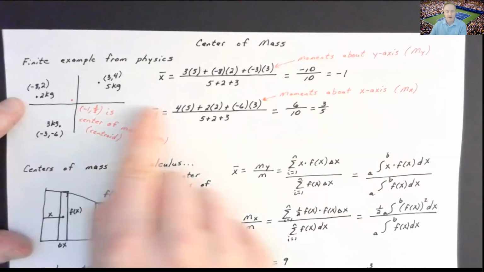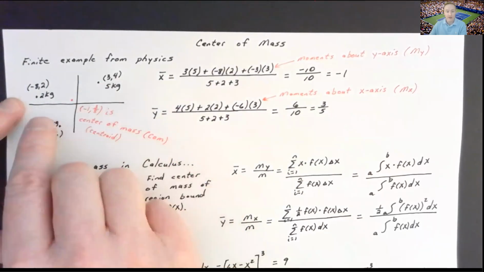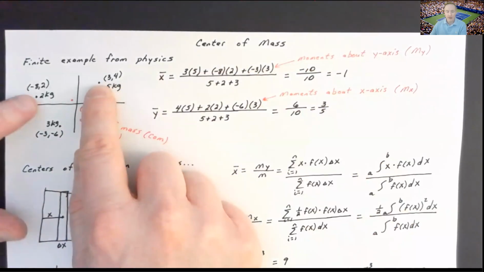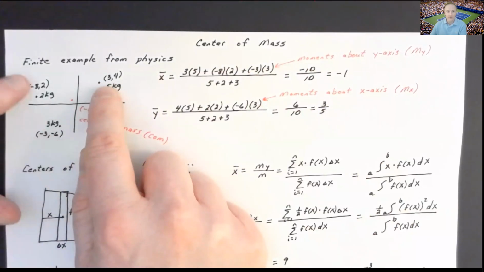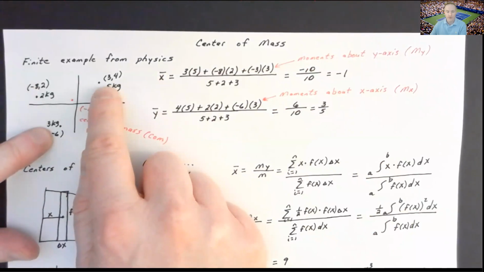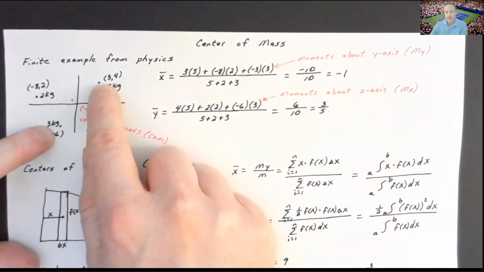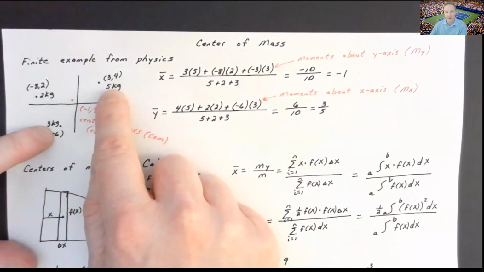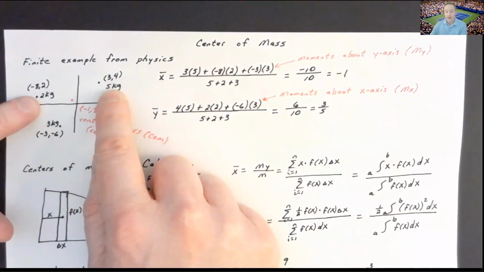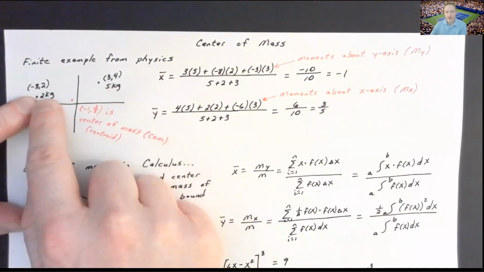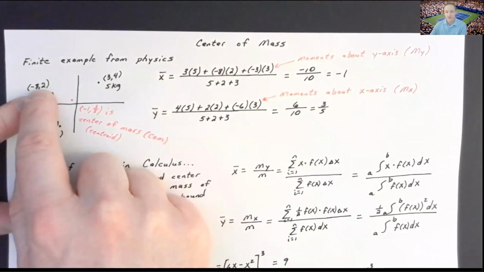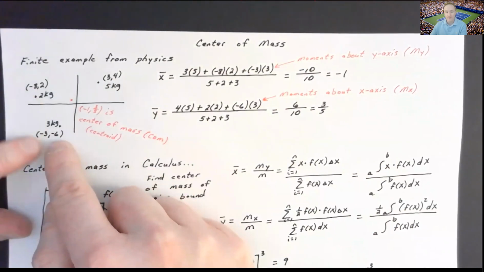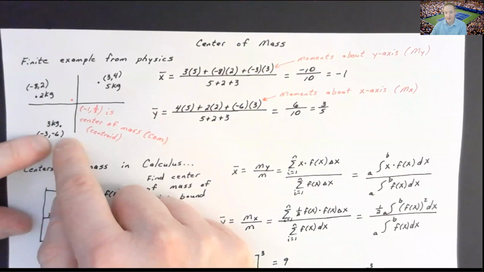Let's assume that the XY coordinate plane is just a weightless plane, but then you're going to put three weights on it, and I have one in quadrant one, one in quadrant two, and one in quadrant three. The one in quadrant one here is at the location (3, 4), and it's a 5 kilogram mass. I'm going to put a 2 kilogram mass in quadrant two at the location of (-8, 2), and a 3 kilogram mass in quadrant three at the location of (-3, -6).